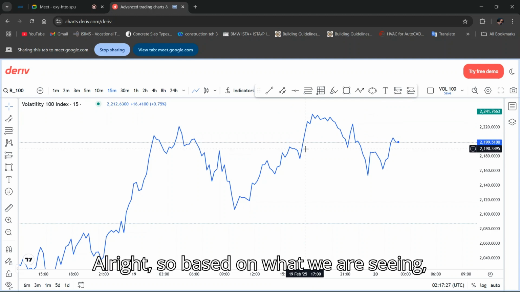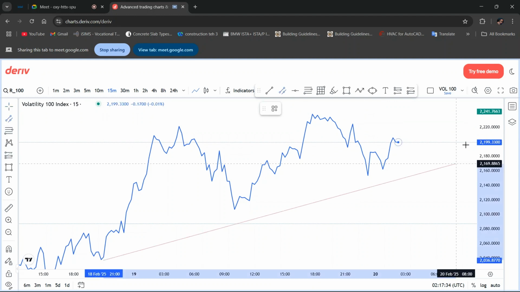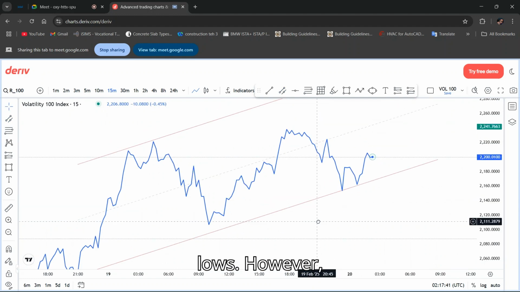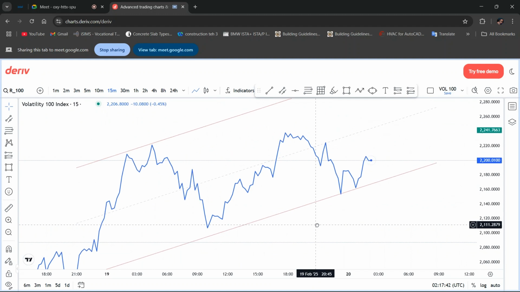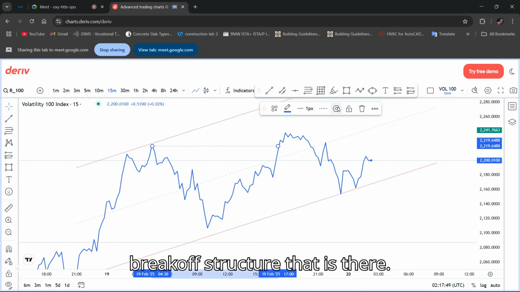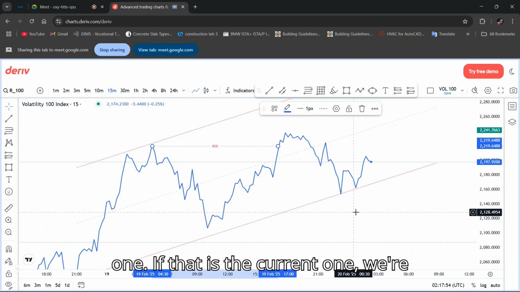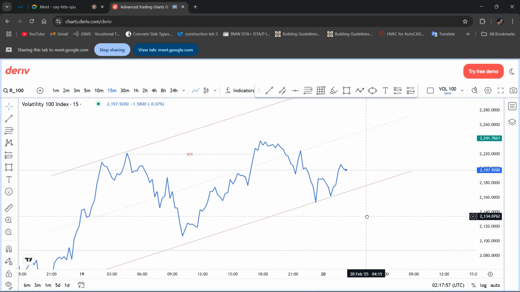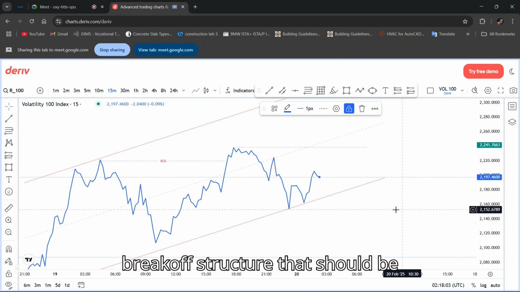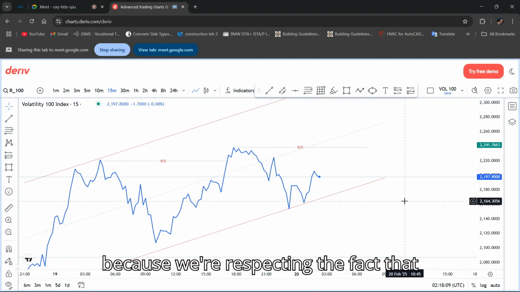All right. So based on what we're seeing, essentially, it's showing us that we're in an uptrend. Uptrend as we speak. Market is creating higher highs and higher lows. However, let's identify the last break of structure in the trend, or the current break of structure that is there. This is the current one. And if that is the current one, we're expecting that this would be the next break of structure that should be coming after, because we're respecting the fact that it's in an uptrend.